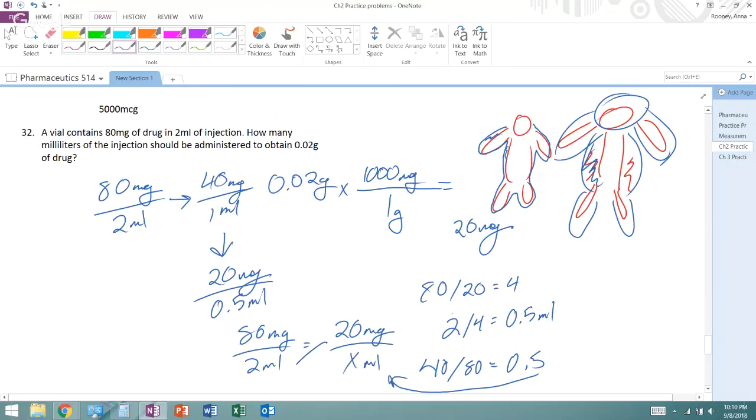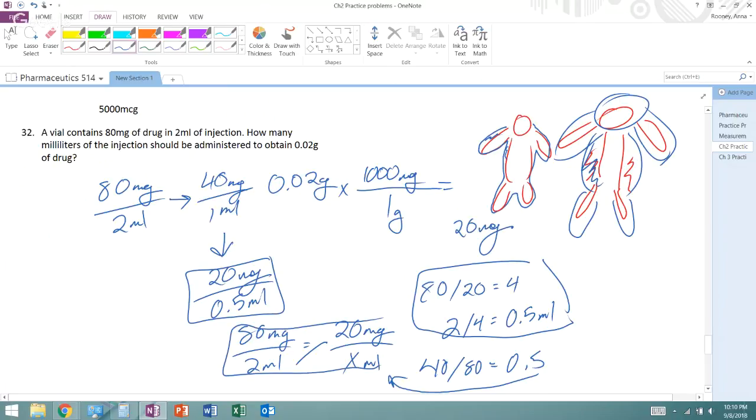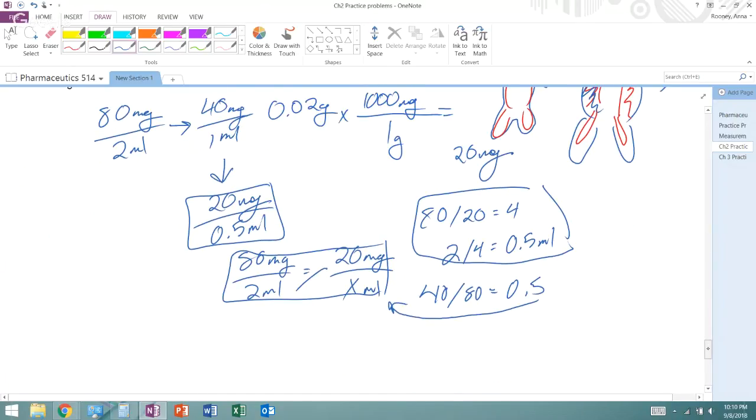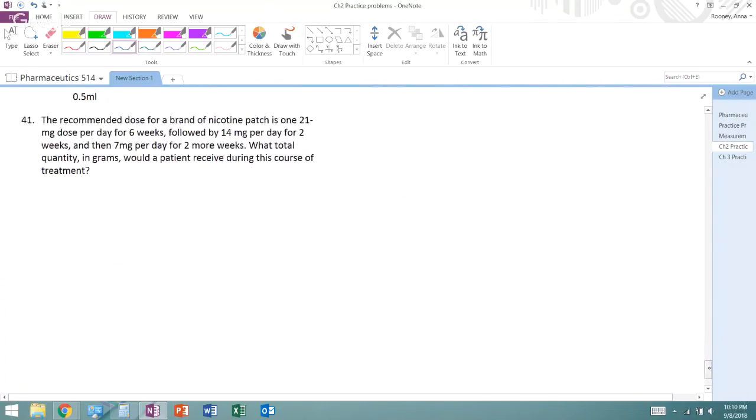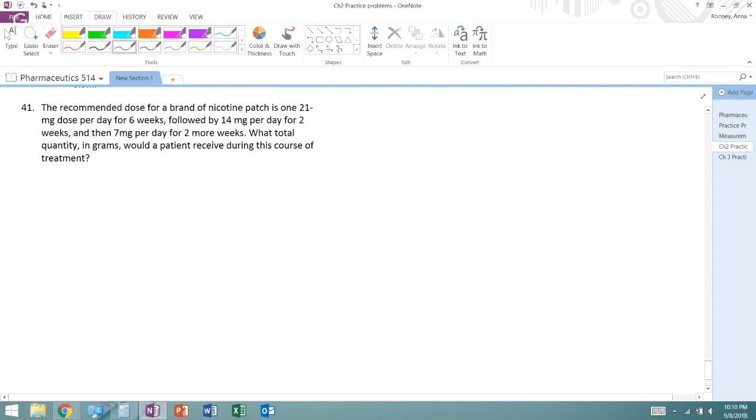So there's 3 different ways. You could do it this way, you could do it this way, or you could do it this way. So there's no real wrong way, but there's multiple ways to figure out stuff in pharmacy. I believe this is the last question. All right, and then I will move to aliquots, because that's everybody's favorite thing.